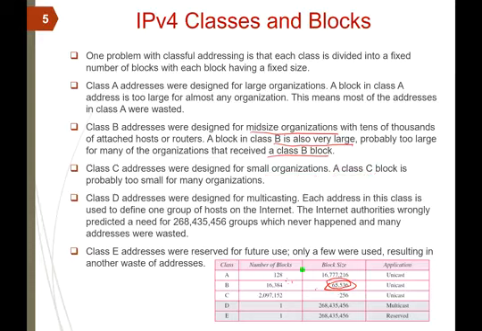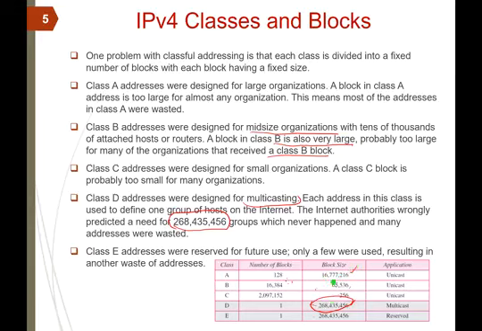Class D is for multicasting. Each address in this class is used to define one group of hosts on the internet. We'll study multicasting later. The internet authorities wrongly predicted a need for this number of groups, which never happened, and many addresses. So we still lost many addresses here. So here we lose so many addresses in this classful addressing.